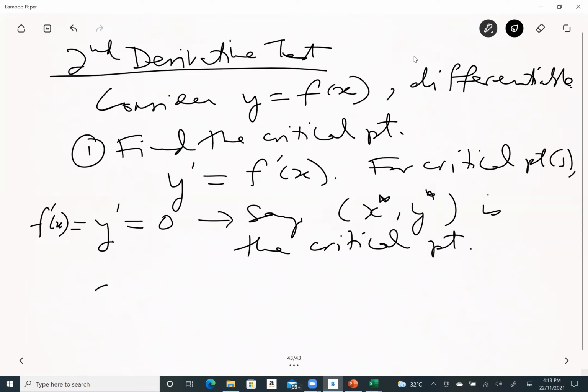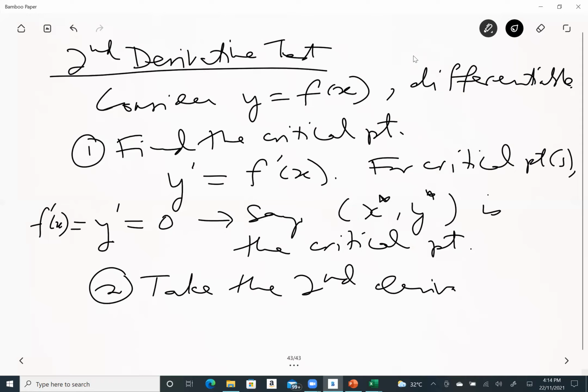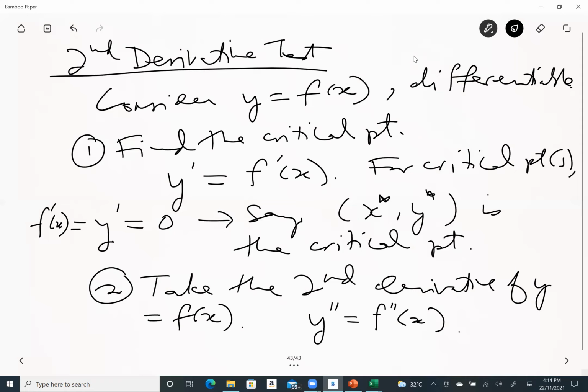Now, number 2, what you need to do is take the second derivative of y equal to f of x. In other words, the derivative of y prime. So what you get will be y double prime equal to f double prime of x. So that is our second derivative.